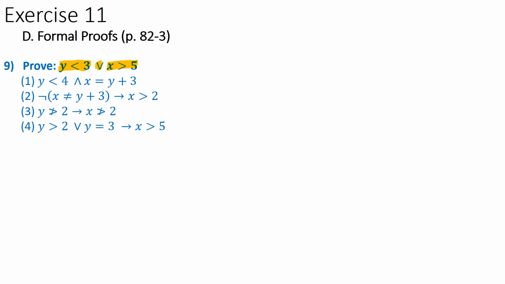The first thing we should do is look for anything that's declared absolutely categorically to be the case. And in premise 1, we do have a conjunction. We have an and sentential connective. Y is less than 4, and x is equal to y plus 3. Then the question is, is there any overlap? We do see that it is not the case that x does not equal y plus 3. So there's the overlap. We're going to want to do a modus ponens inference eventually.